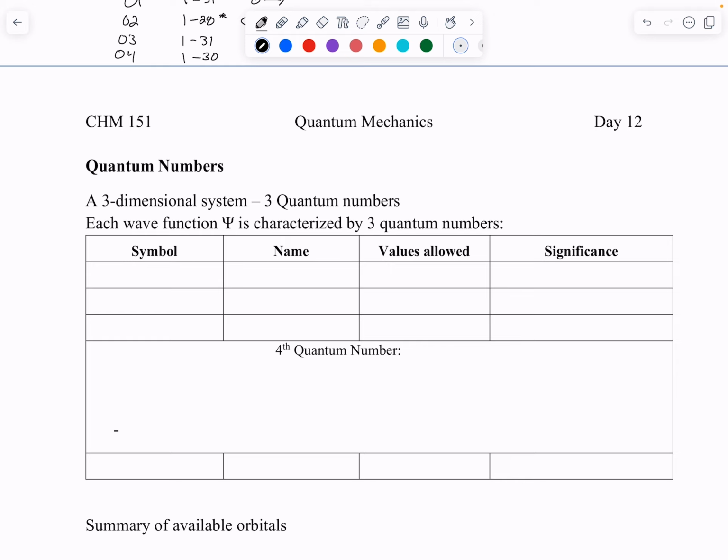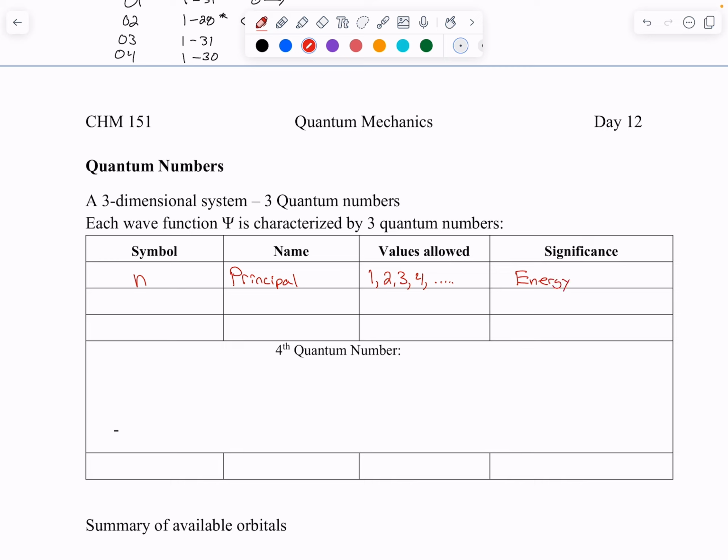So what are these quantum numbers? The first one, n, which is the principal quantum number. The value allowed is 1, 2, 3, 4, continuing on, and that's the energy level. All right, that's the energy.